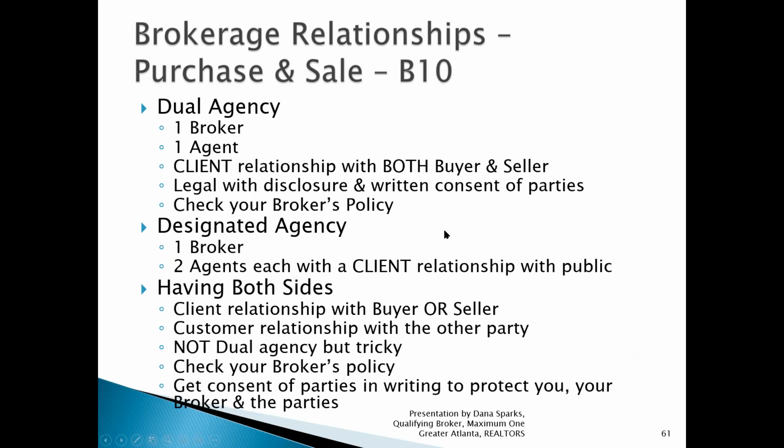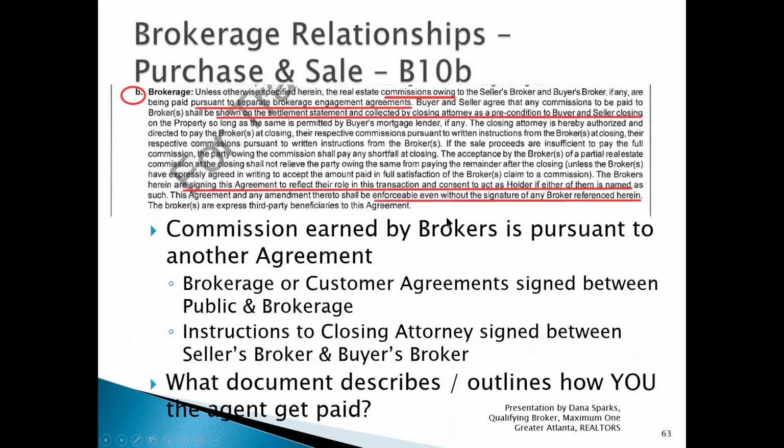Again, this is just a review of agency and some consumer brochures. So not only do you disclose the nature of the relationship between your broker and your public person, but then it goes on to describe what all of that means. And any commission earned by the broker is pursuant to whatever other agreement that public person has signed. There's no commission described in the purchase and sale agreement. All commissions that are earned are described in the brokerage agreements or the customer agreements. The instructions to closing attorney are agreed upon between the brokers and have nothing to do with the buyer and the seller.